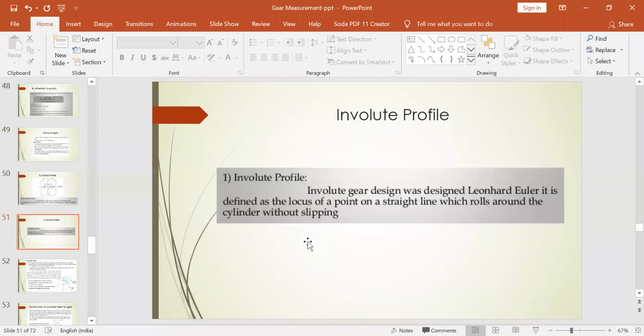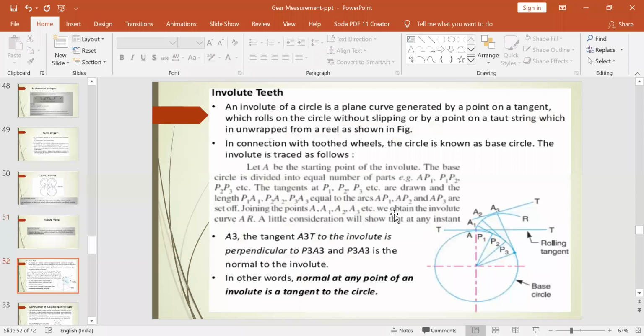And next is the involute profile. This involute profile was designed by Leonhard Euler. So how do you define an involute profile? It is defined as a locus of a point on a straight line which rolls around the cylinder without slipping. So it is a locus of the point that we trace out. So how do you trace out the locus of a point? You have to understand the involute form and the profile. It is there in your syllabus. I think it is there in your form also when you do the design.